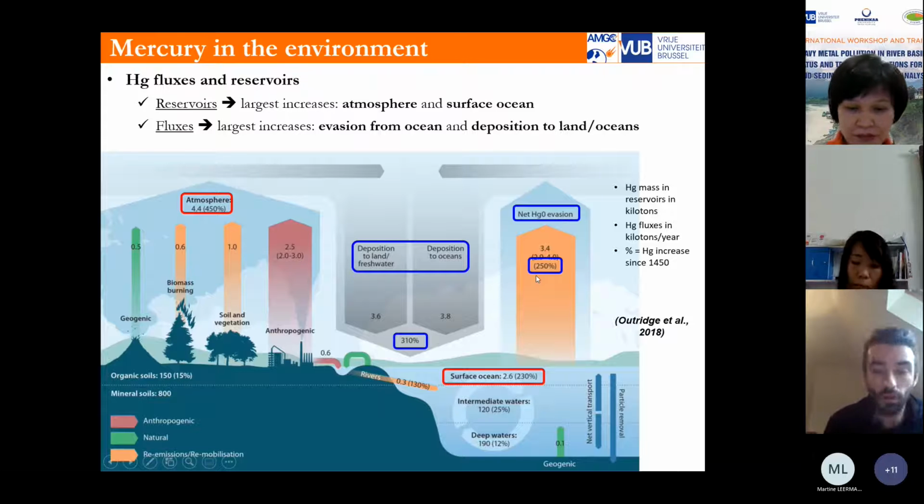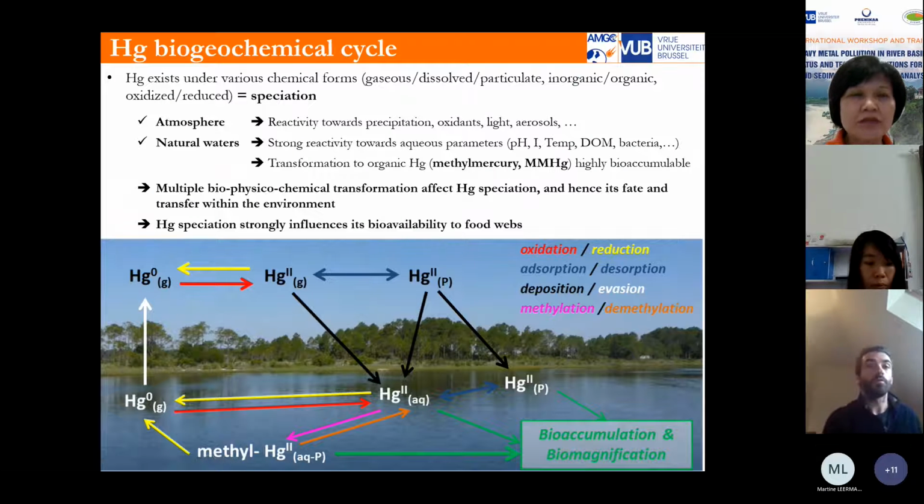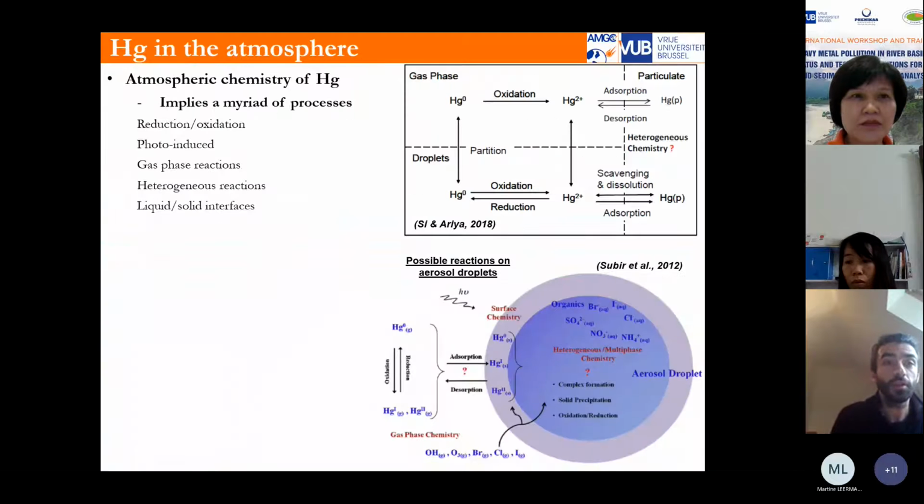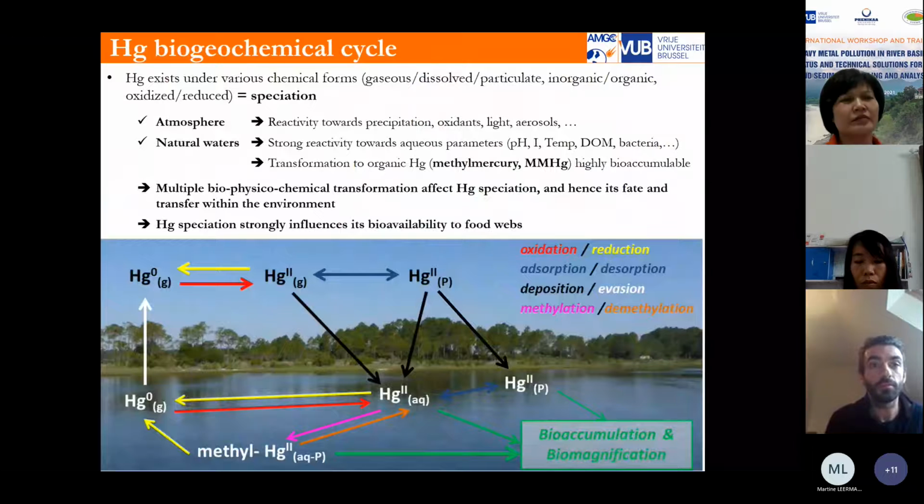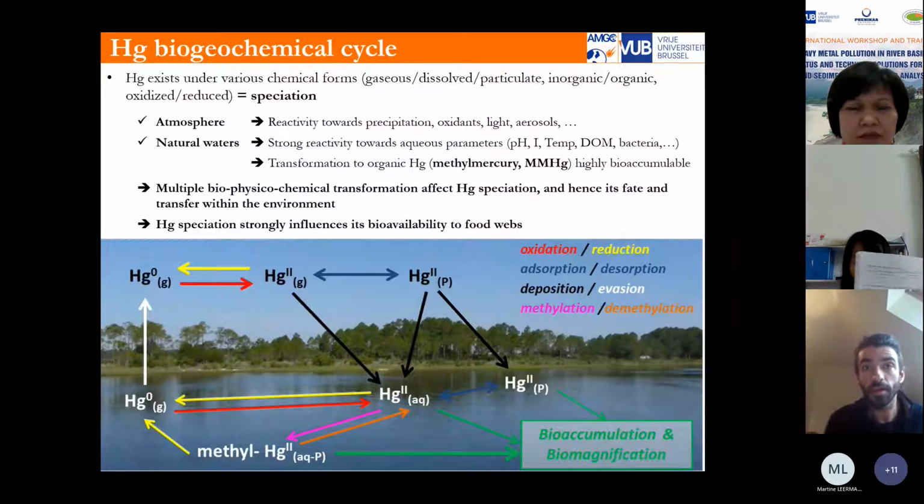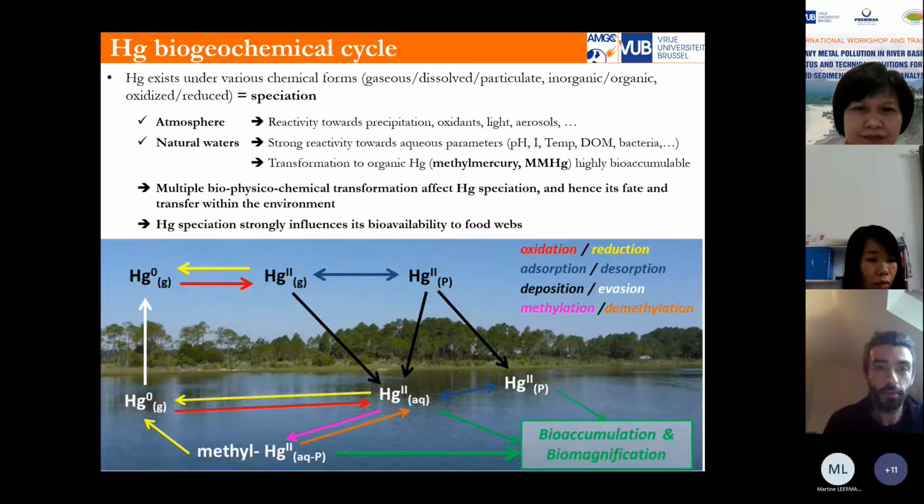So now I'm going to talk mostly about mercury transformations in the environment. And we will focus especially on speciation. So the speciation is actually the different forms that mercury can get in the environment. It can be gaseous, dissolved, or particulate, inorganic or organic. Organic would be the methyl mercury, or it can be oxidized or reduced.